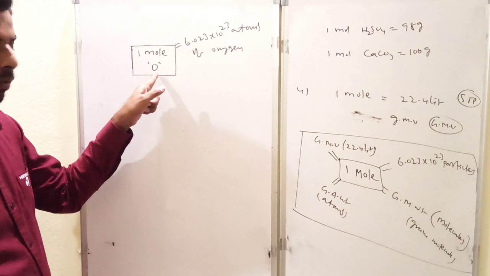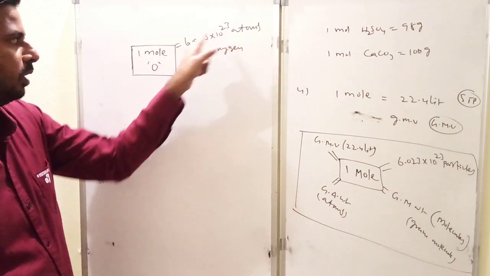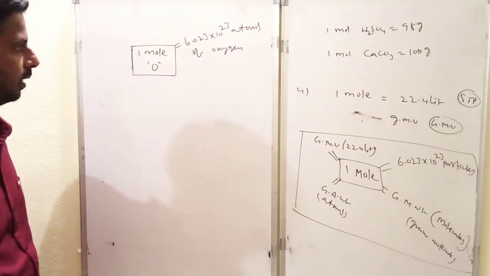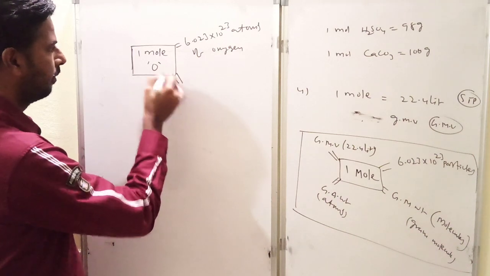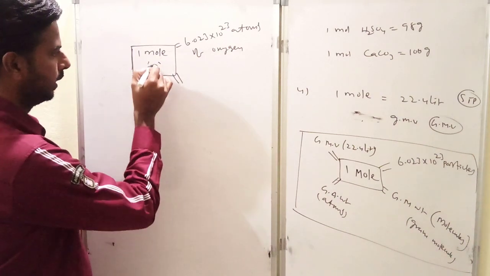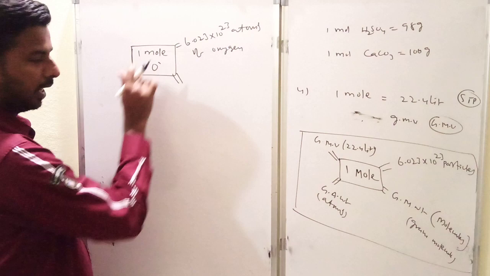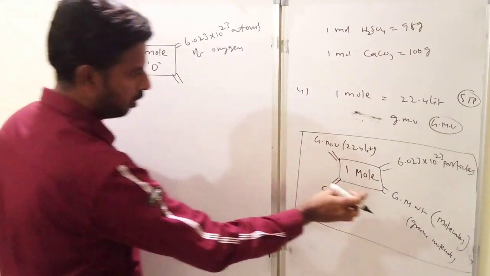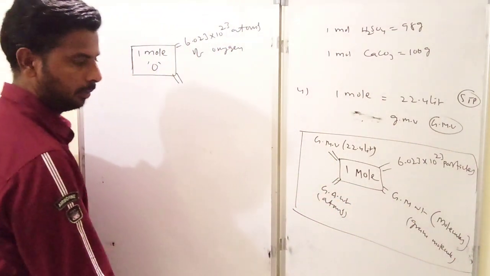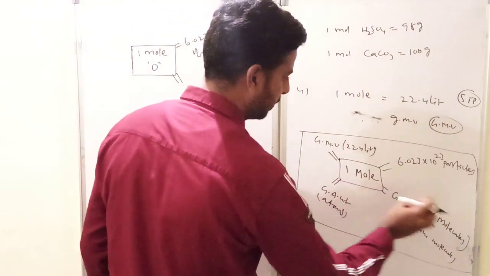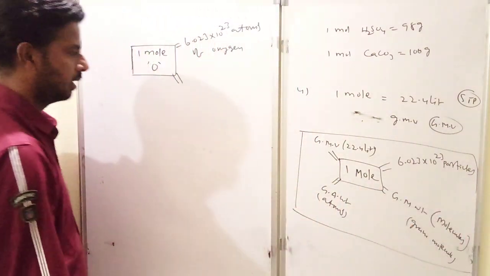1 mole of O equals 6.023 × 10^23 atoms of oxygen, because it is an atom. Now 1 mole of oxygen is expressed in terms of atoms. So will you apply this to molecules also? Because gram molecular weight expresses the substance in terms of molecules. Yes, of course we can apply.